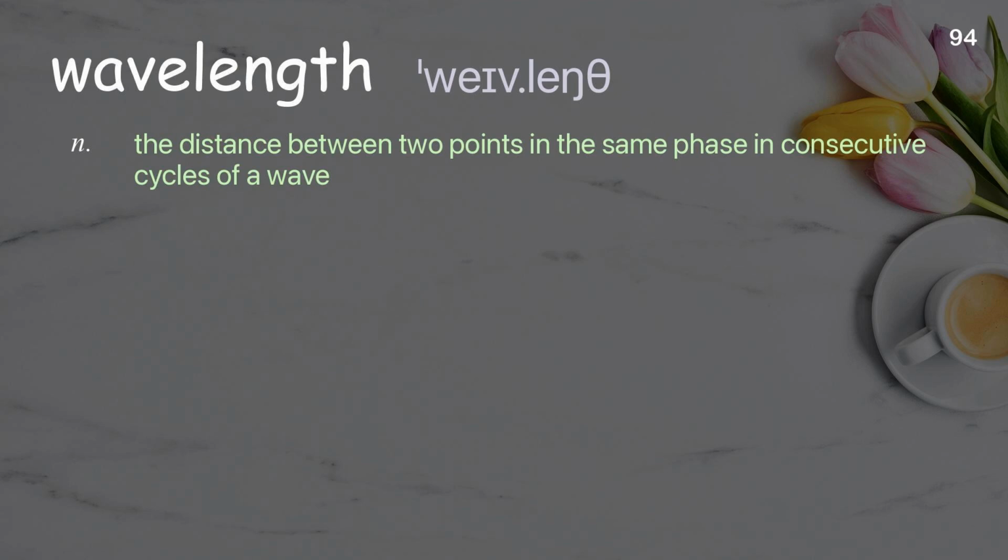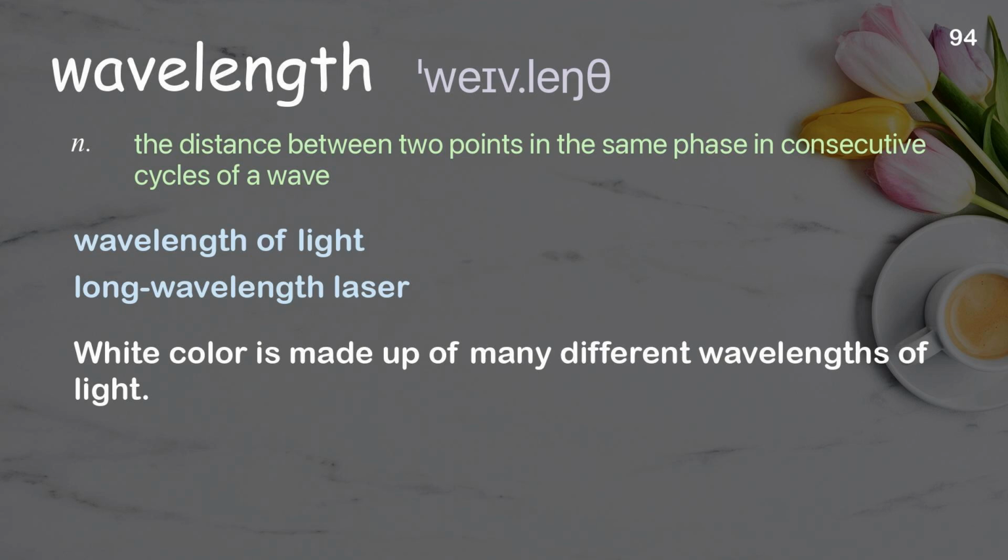Wavelength: the distance between two points in the same phase in consecutive cycles of a wave. Examples: wavelength of light. Long wavelength laser. White color is made up of many different wavelengths of light.